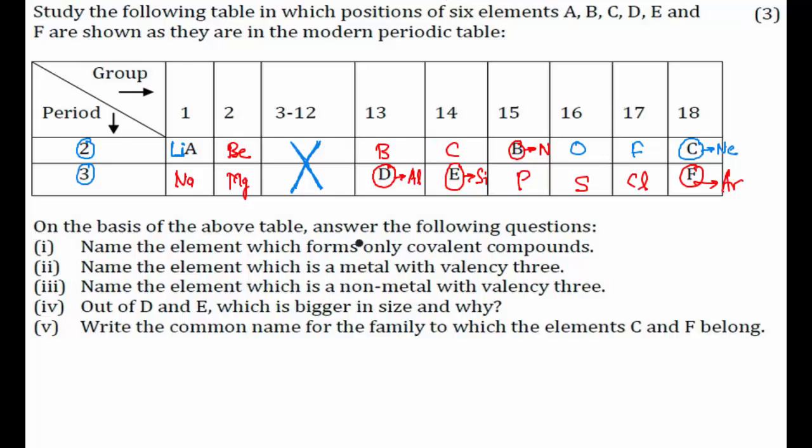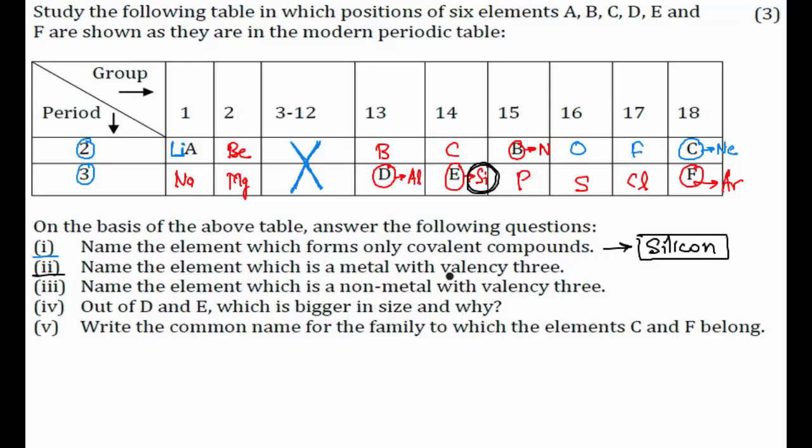On the basis of the above table, answer the following questions. The first question is: name the element which forms only covalent compounds. So remember this, silicon always forms covalent compounds. So the answer is silicon. The next question: name the element which is a metal with valency 3.